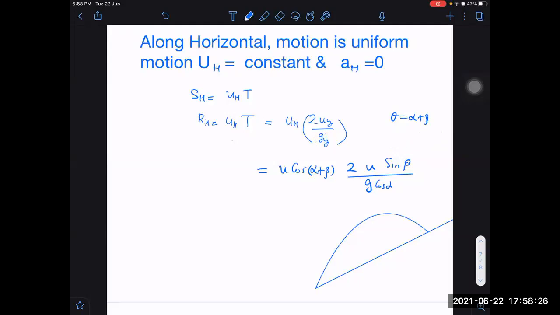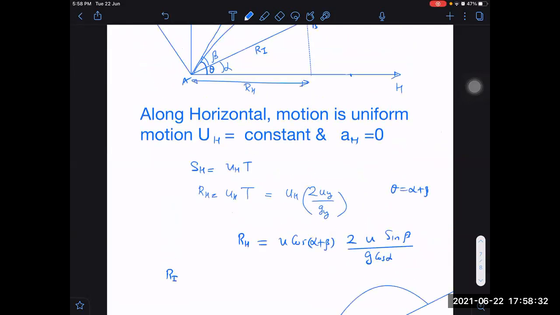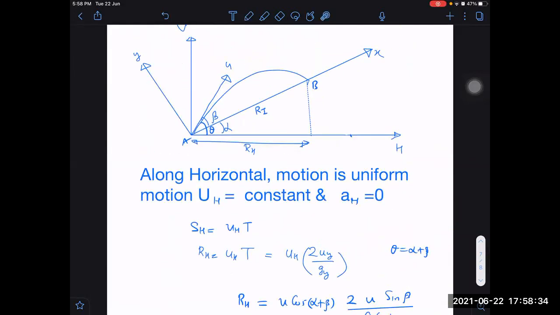Then I think we are already getting the range along the horizontal, but I wanted the range along the incline. Can you help me get that? RI into cos alpha is equal to RH, because it is a right angle triangle. And in a right angle triangle, it is easy to find cos alpha: it will be just the base RH upon the hypotenuse RI. Therefore, I can also write RI is equal to RH upon cos alpha, or RH into secant alpha.